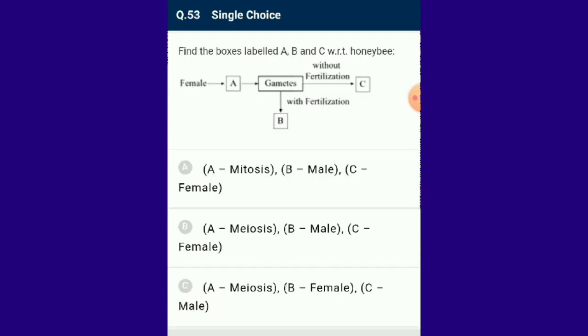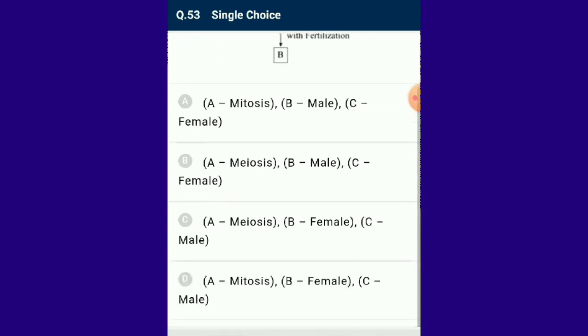Question number 53. Find the boxes labeled A, B and C about honeybee. In the given diagrammatic representation, A represents meiosis. In female B, during gametogenesis, meiosis cell division takes place. As a result, the actual number of chromosomes is reduced to half. B represents female, C represents male. So the correctly matching option is C.